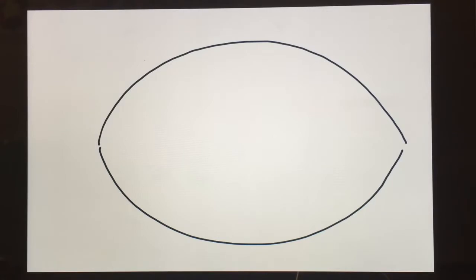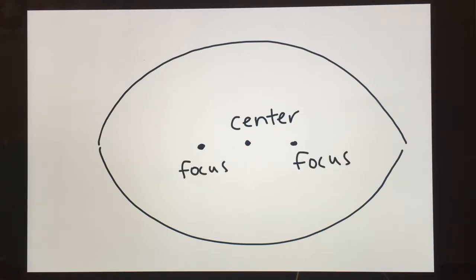First, we're just going to label some important pieces here. So here is the center of the ellipse. Off of the center, we have a focus over here and a focus over here. And when you say focus plural, meaning there's two of them, you would say foci. That's how you pronounce it.